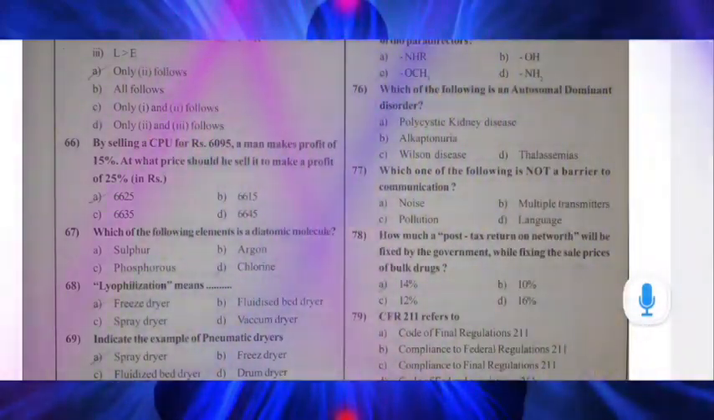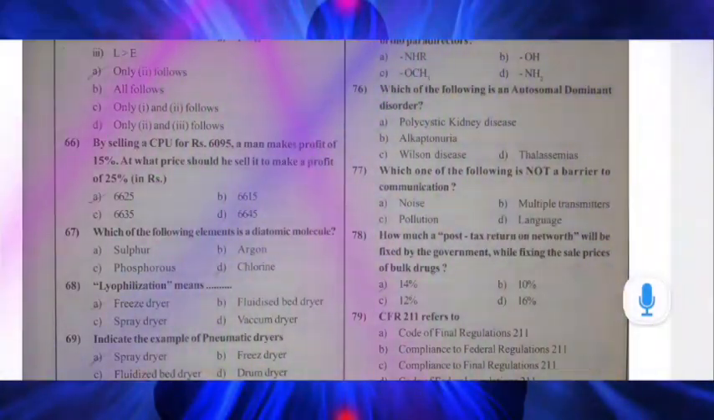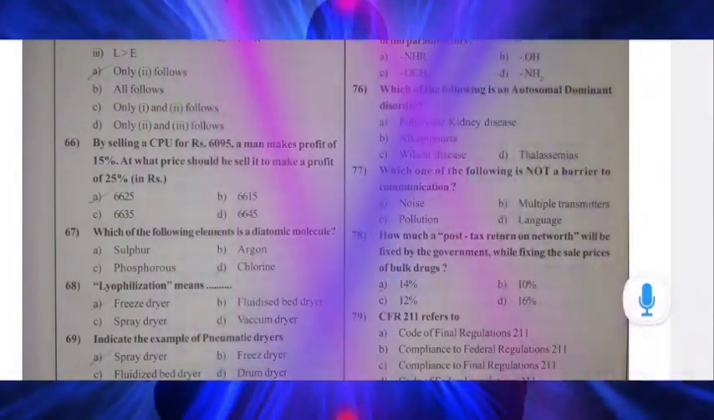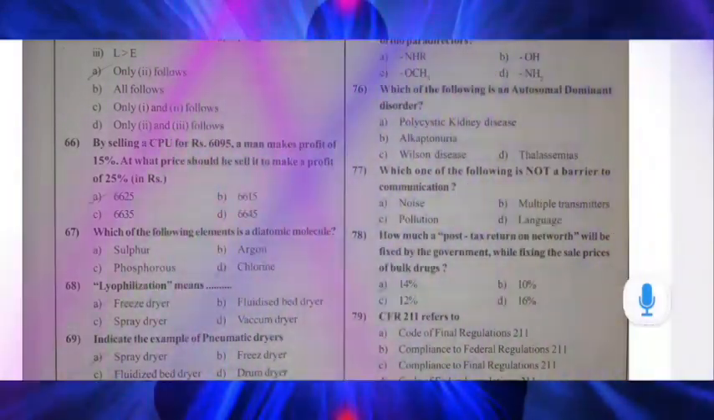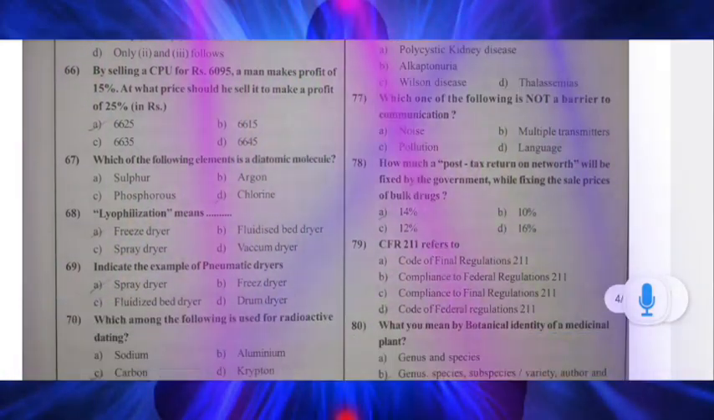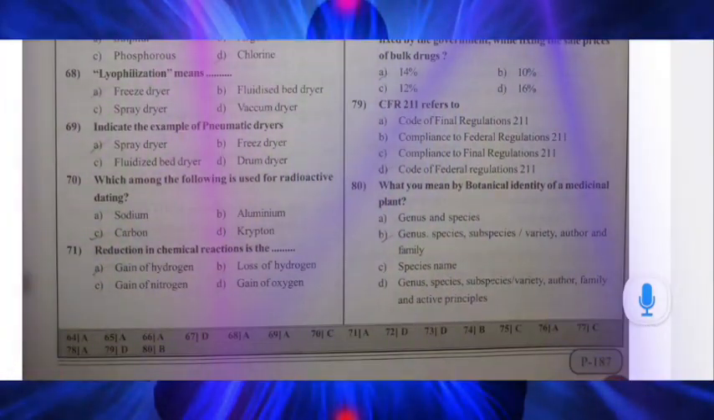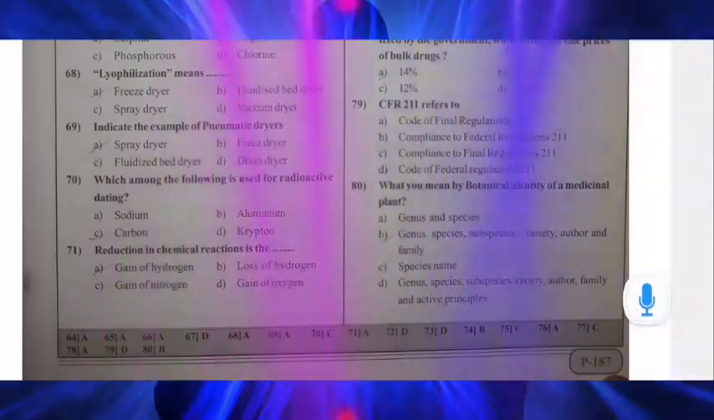By selling a CPU for rupees 6,095, a man makes a profit of 15%. At what price should he sell it to make a profit of 25% in rupees? 6,625 rupees. Which of the following elements is a diatomic molecule? Chlorine. Lyophilization means freeze drying.